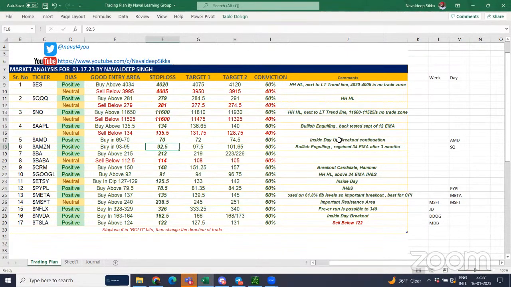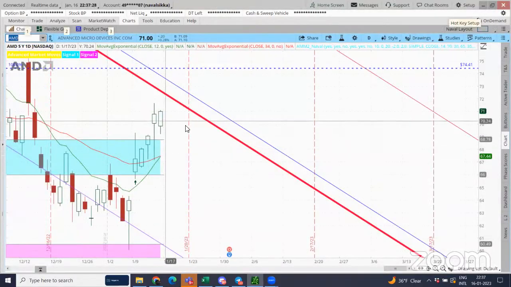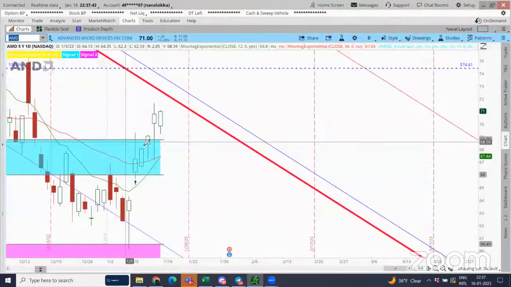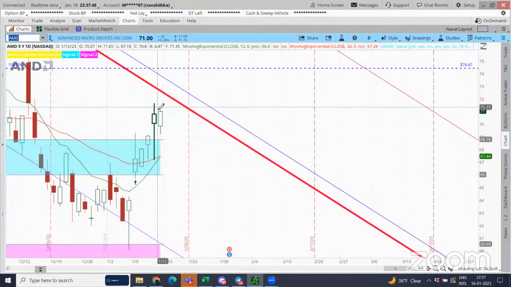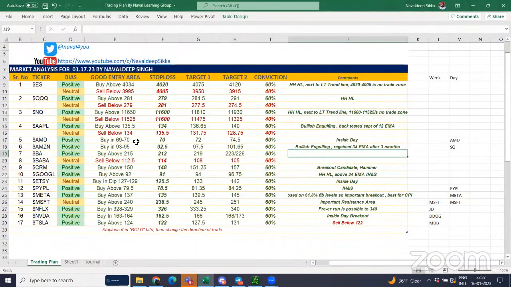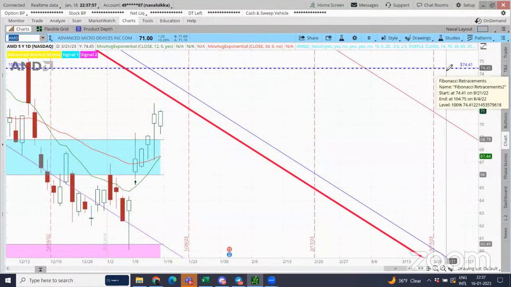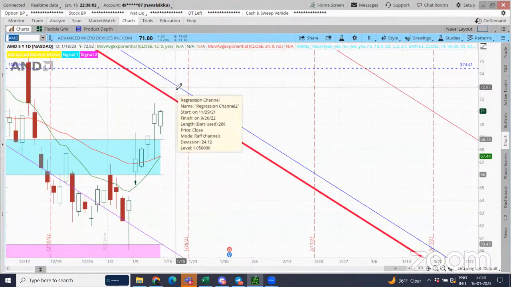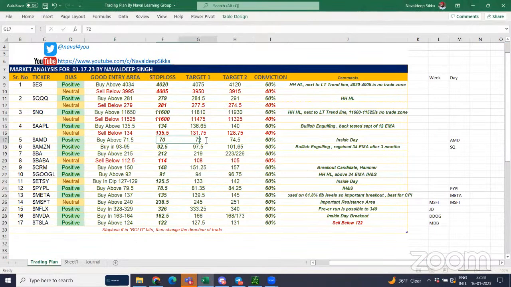And inside up, continuation. So there was a breakout. There's one more inside day now, so I'm just going to mention inside day. And I'd love to buy above the 71.50 area. What will be my target? First is clean resistance at 74.50, and then this long-term resistance line, which is 72 or 73. So let's take 72.5.